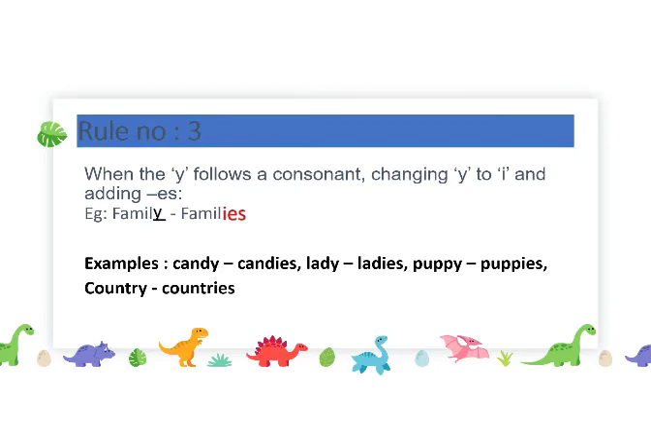A few examples. Candy. See, the word candy ends with Y and before Y there is a consonant. So I'll have to change this Y into I and then I will add ES. So candy will become candies. Lady will become ladies. Puppy will become puppies. Country will become countries. Yes, I hope you understood.